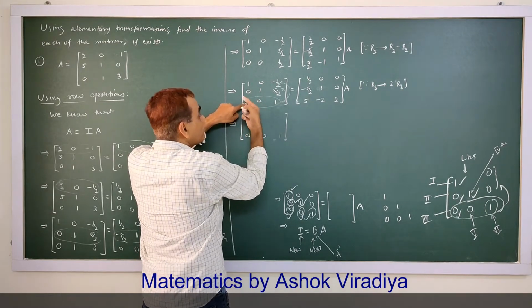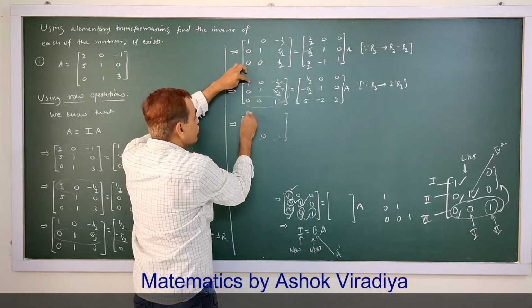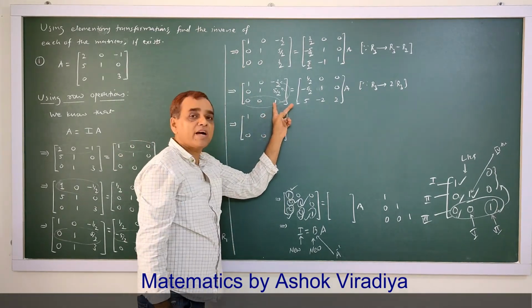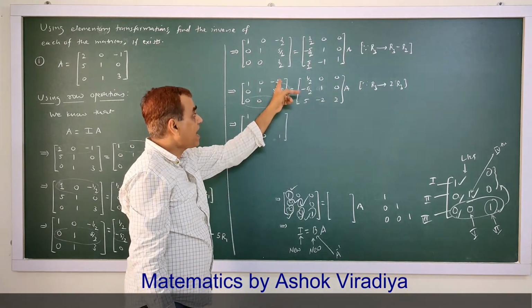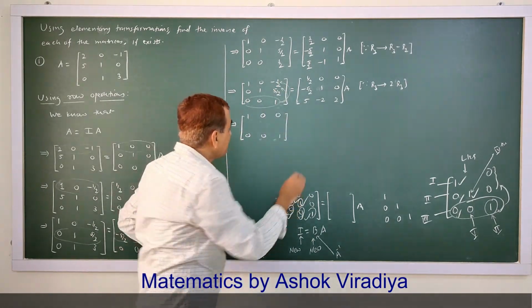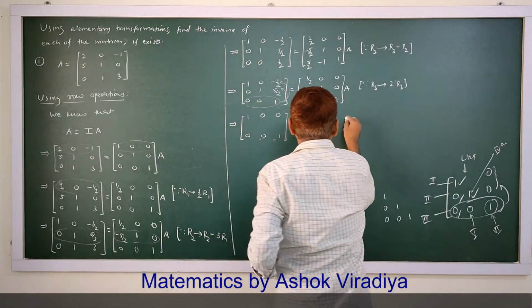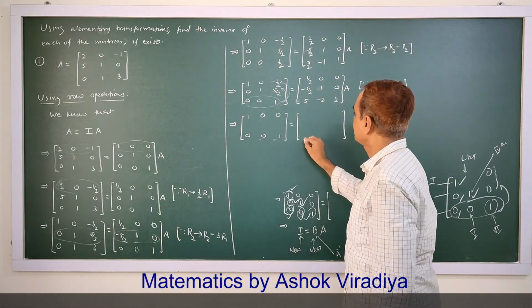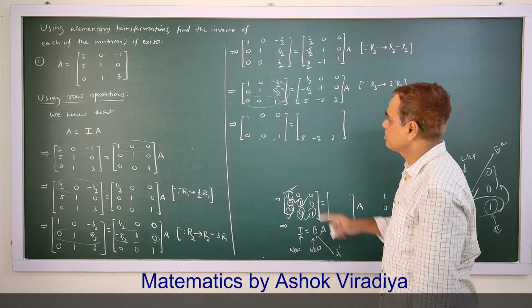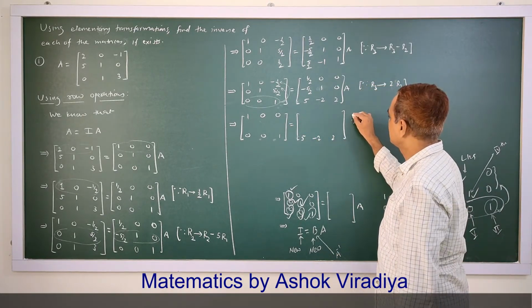So 0 into 1 by 2 is 0. So add here 0. So 1 remains unchanged, 0 remains unchanged. Now 1 into 1 by 2 is 1 by 2. Add here 1 by 2, so this will be 0. So what is done here? See, we are doing here 5 minus 2.